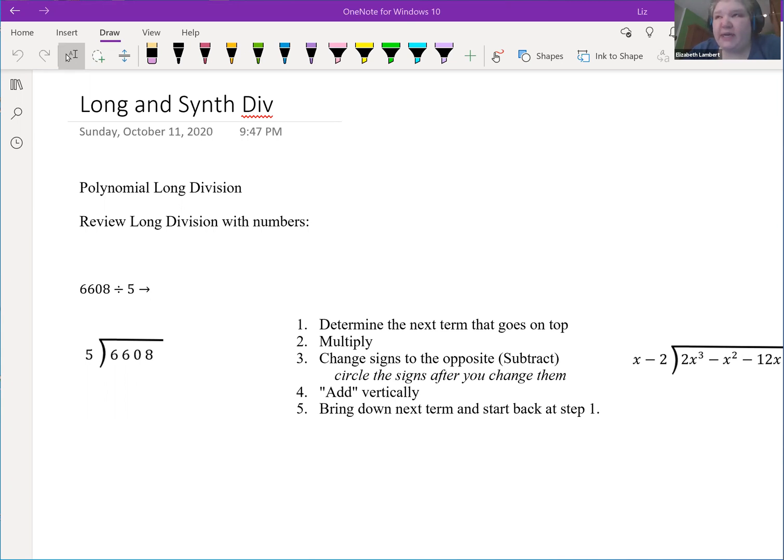So for after the test, we're going to be transitioning from just looking at base graphs and the transformations of those. Eventually, we're going to start moving towards rational functions and the graphs of those with asymptotes. And it can get a little weird, but one of the skills that is extremely useful for that is long division, or sometimes we can use synthetic division as a shortcut instead. So in order to talk about long division, we're first going to review long division with numbers.